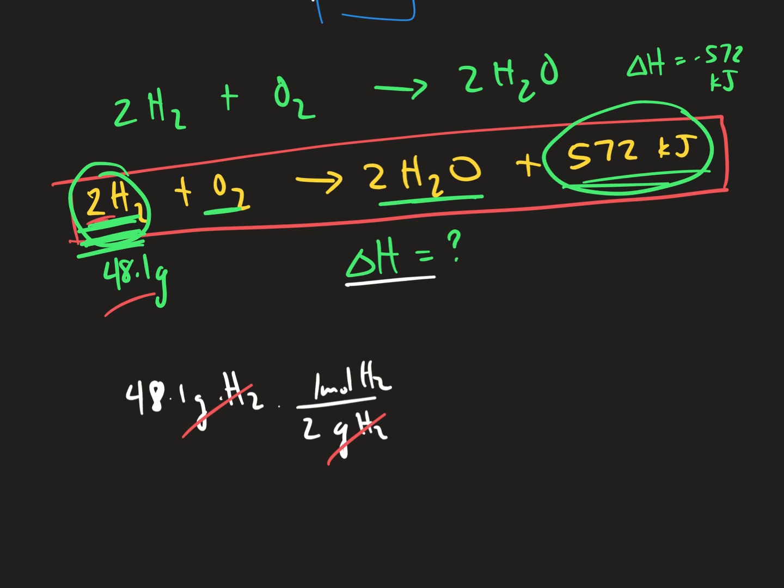So we can use that in our conversion. 2 moles of H2, so the H2 cancels out, right? Moles of H2, to every 572 kilojoules of heat.